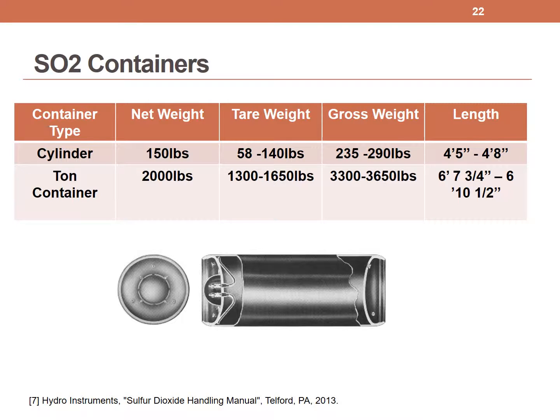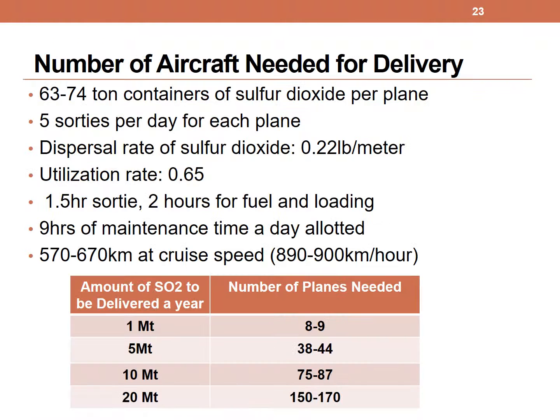As for the sulfur dioxide containers, there are two types, the cylinder and ton container. The ton container will ultimately be the optimal choice as it has the most net weight and will allow more sulfur dioxide to be carried per sortie of aircraft. There will be 63 to 74 ton containers of sulfur dioxide per plane.